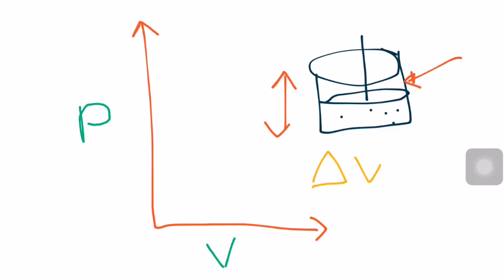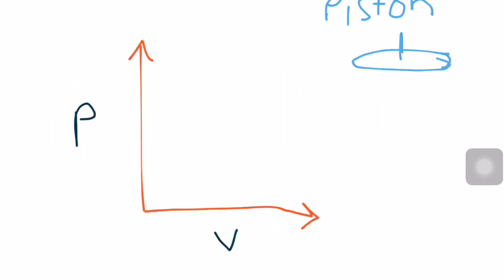This is the volume we're talking about. And that would change the amount of pressure. So we start with a certain amount of volume. And if you put the piston down, the volume will decrease. But if you put the piston up, the volume will increase. So in the graph, the volume increases if it goes to the right and decreases when it goes to the left.